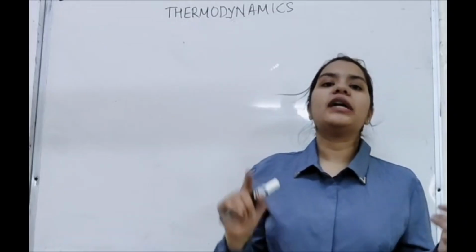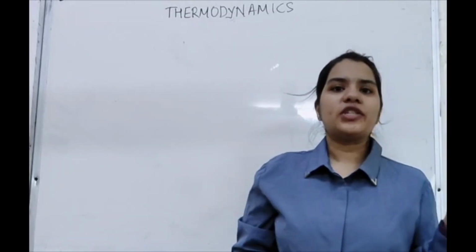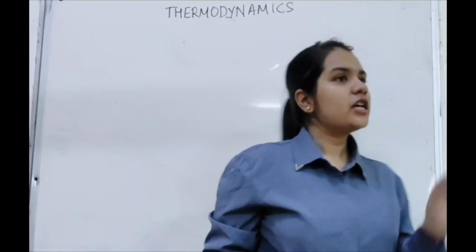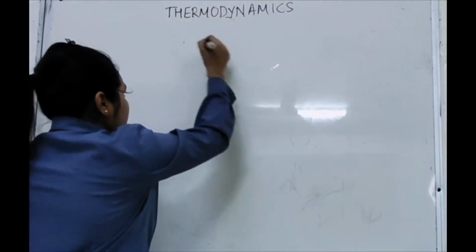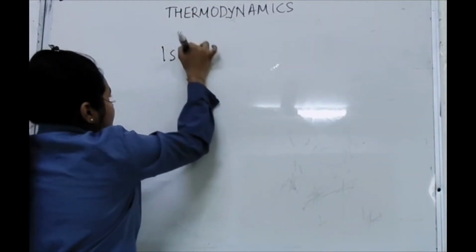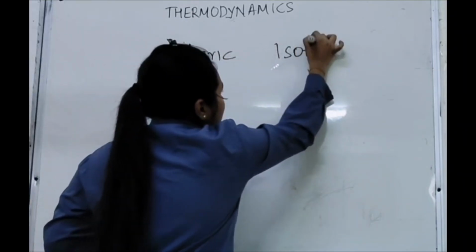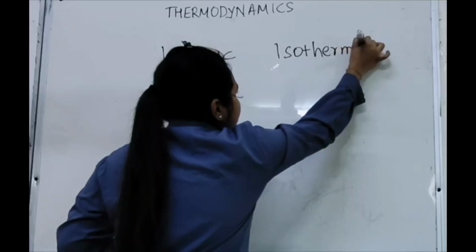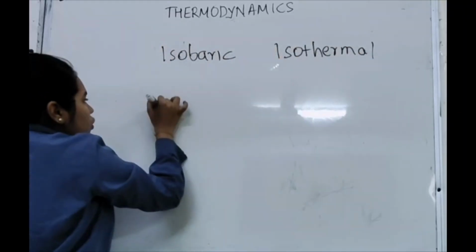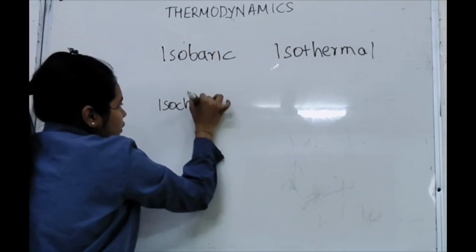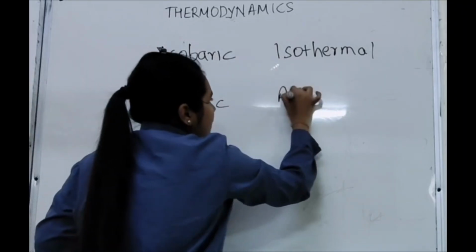Today let's do the types of processes, which is actually very easy. So let's start. First is isobaric. Second is isothermal. Third is isochoric. Fourth is adiabatic.